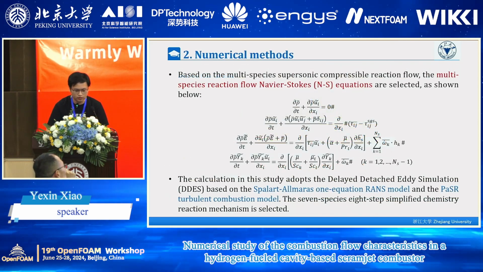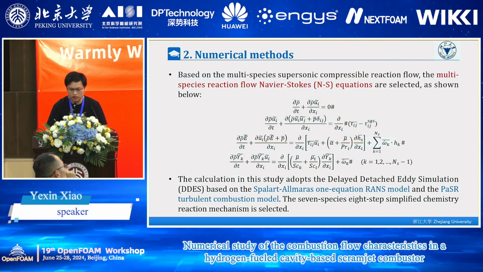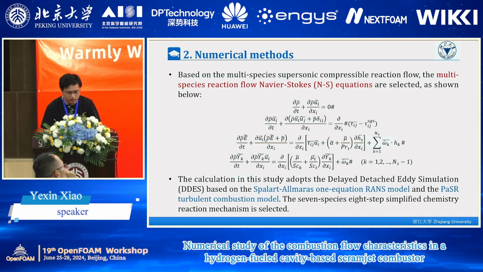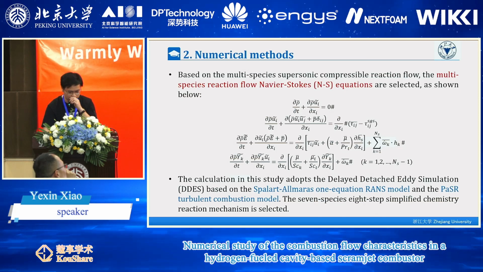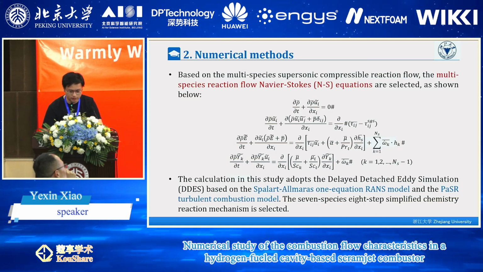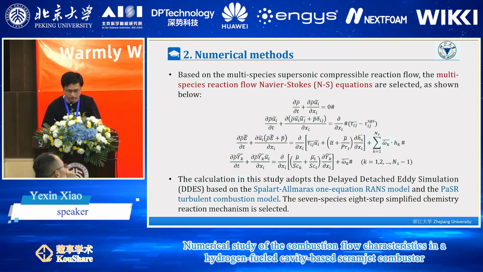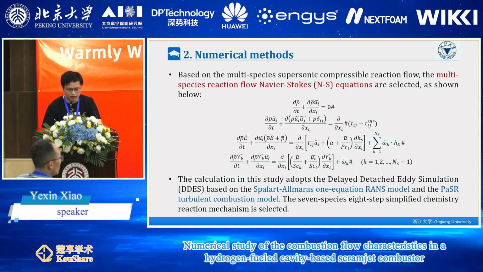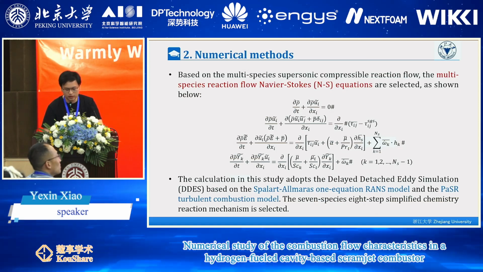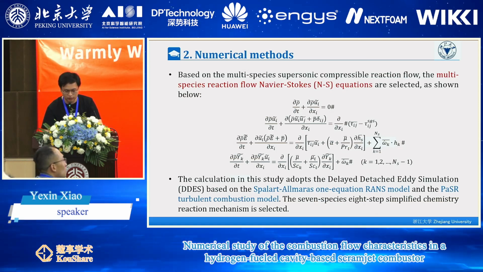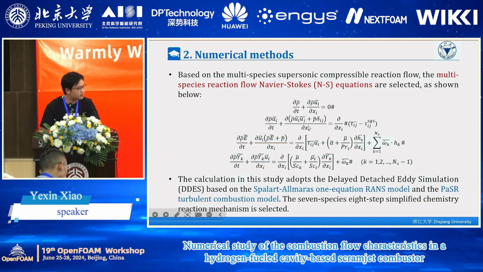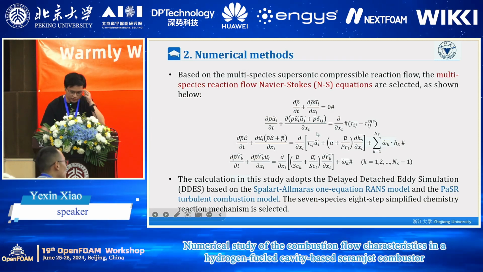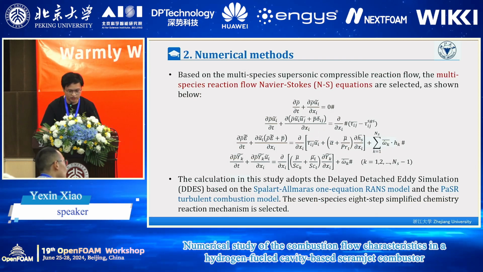Here are the numerical methods. Multi-species reaction flow Navier-Stokes equations are selected. The calculation in this study adopts the delayed detached eddy simulation based on the Spalart-Allmaras one-equation model and the PSR turbulent combustion model. Also, the 7-species 8-step simplified chemistry reaction mechanism is selected.